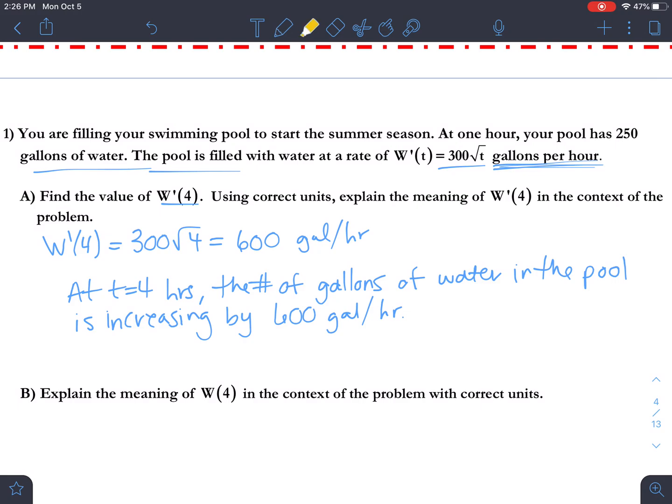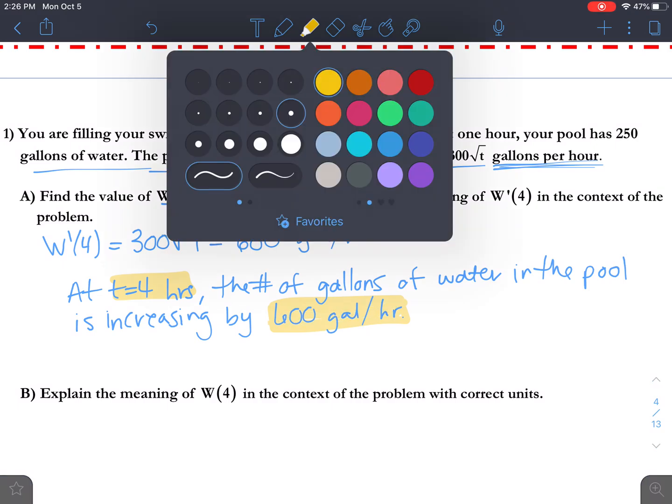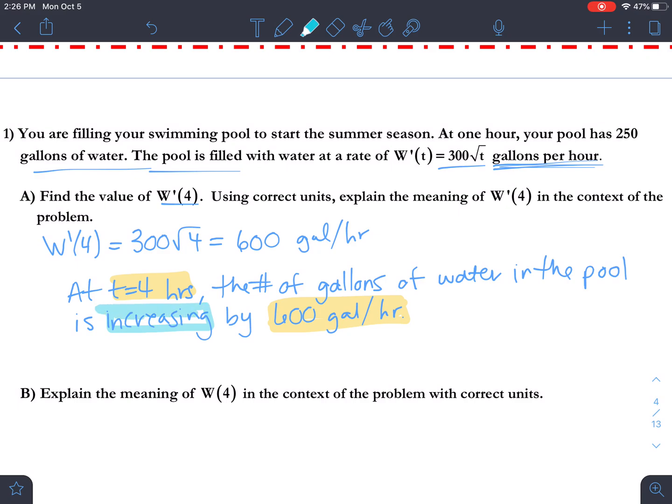Okay, so we had to mention what time it's at. We had to mention the answer. We have to mention the units correctly. And also we definitely 1000% want to say increasing, okay? And the reason we want to say increasing is because W prime of 4 was positive, and we're implying this is that rate of change, okay? And you must mention increasing. Now, if you got negative 600 gallons per hour, that'd be like if you had the drain open and your pool was losing 600 gallons per hour. So it would be decreasing. So it's important to mention increasing versus decreasing.